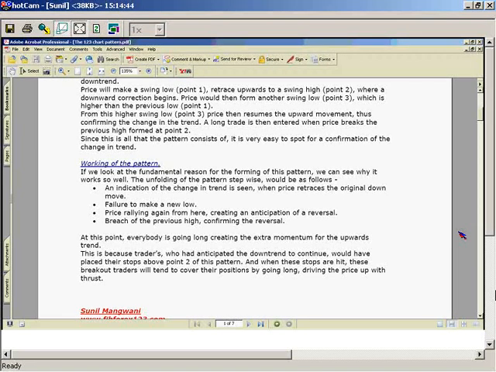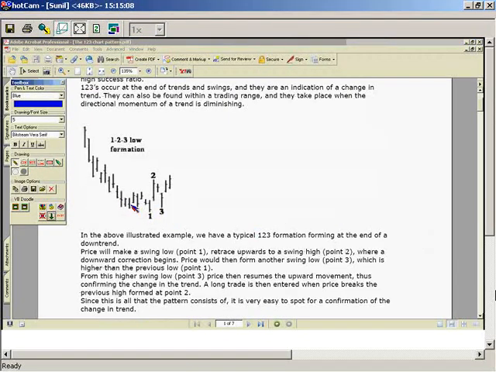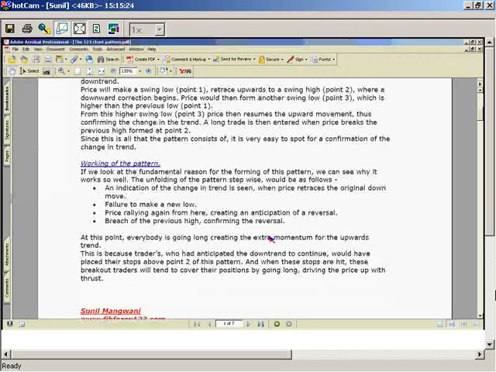So when you look at the unfolding of a pattern or why it forms, it's obviously based on the psychology of the traders, what a trader is thinking. So let's go over this now. An indication of a change is seen when price retraces the original down move and fails to make a new low. So you're looking at an indication of a change of trend, a retracement. You are in a downtrend, you're looking at a retracement. This makes an indication, and failure to take out this low becomes a pretty strong indication that you are looking for a change of trend.